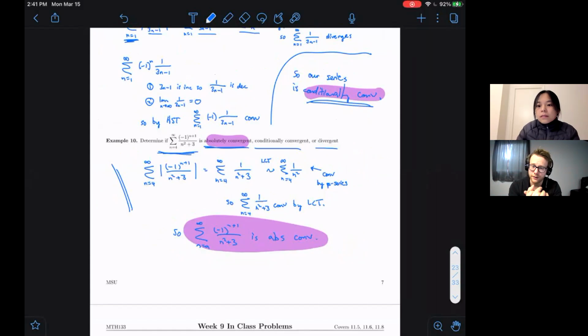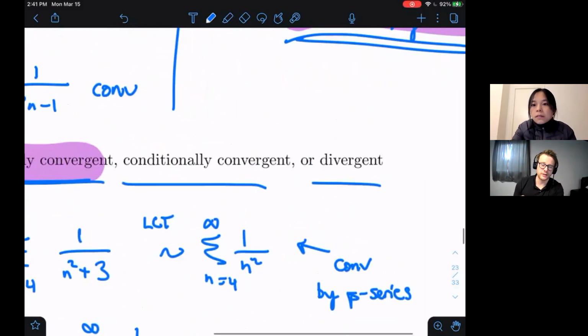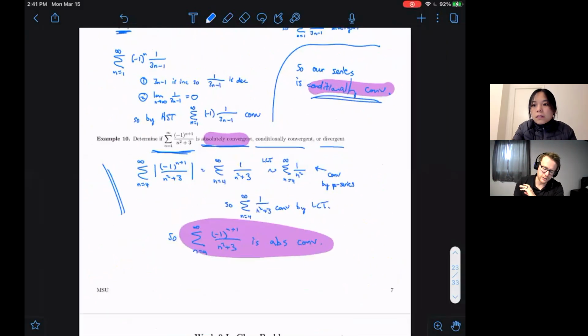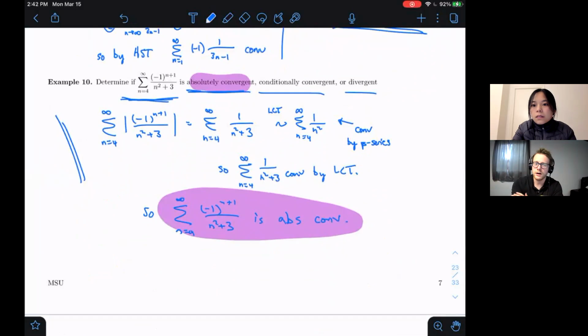Of course, if we found out that this was divergent, then we'd have to continue and decide whether this is going to be conditionally convergent or divergent, and so we'd have to do more work. But in this case, with this one check right here, we got lucky. It turns out that it is absolutely convergent, and so we were done.